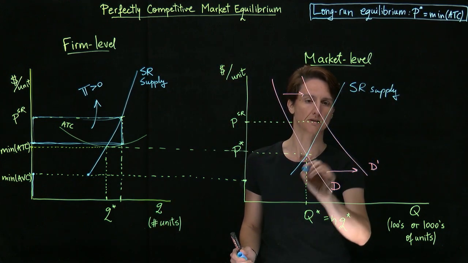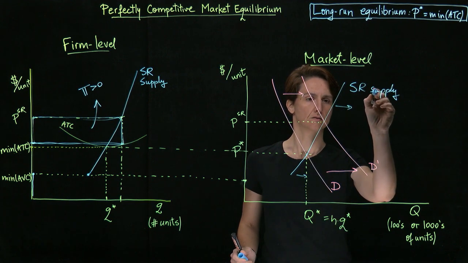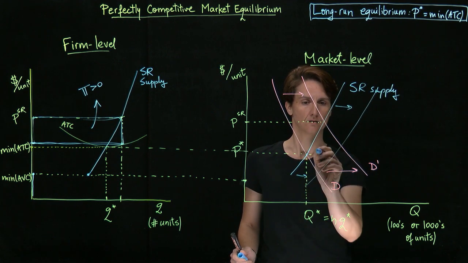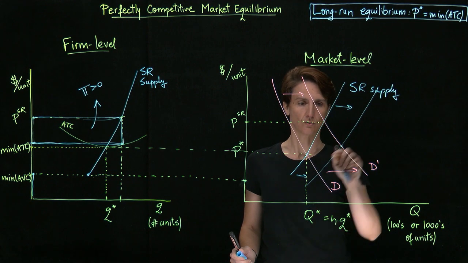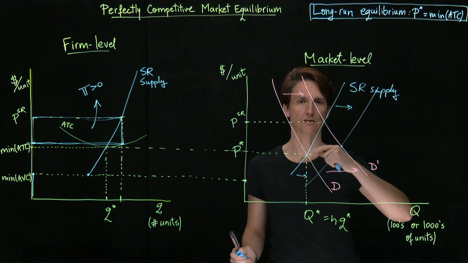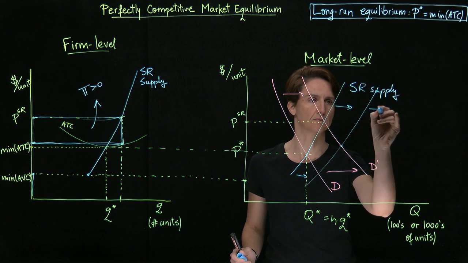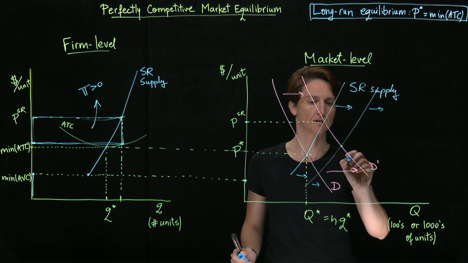So another firm. At this new level, we still have a price above P star. That means that firms in this market are still earning positive profit, meaning we're not in the new equilibrium yet. More firms will continue to enter.